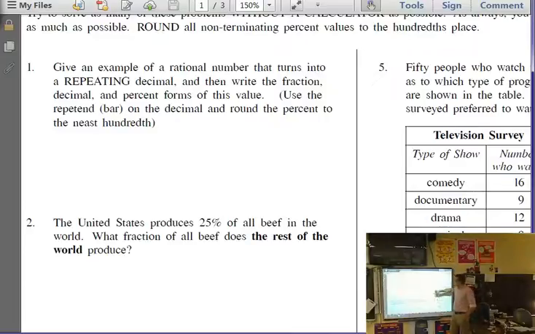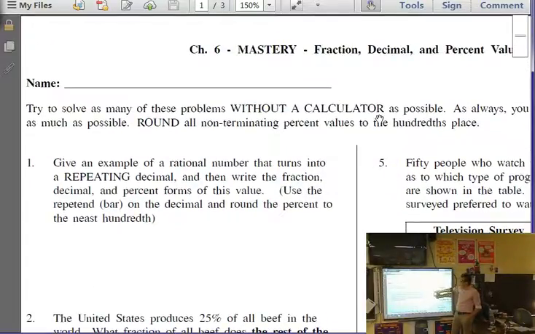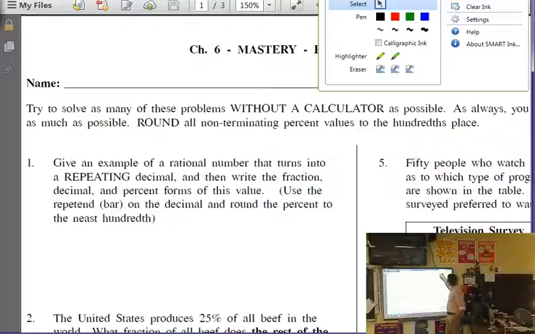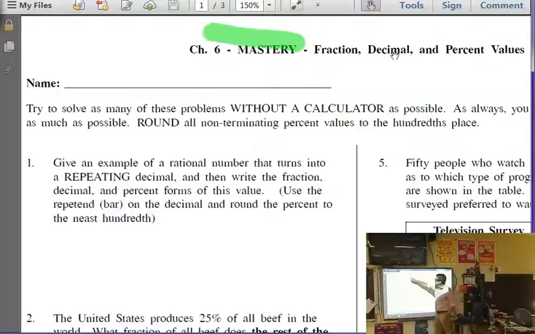Hey guys, I wanted to take a moment to review some of the really difficult problems from the Chapter 6 Mastery. So if you are still working through the corrections from the Chapter 6 Mastery or you need some help progressing the Mastery, hopefully this will help you out with that assignment.